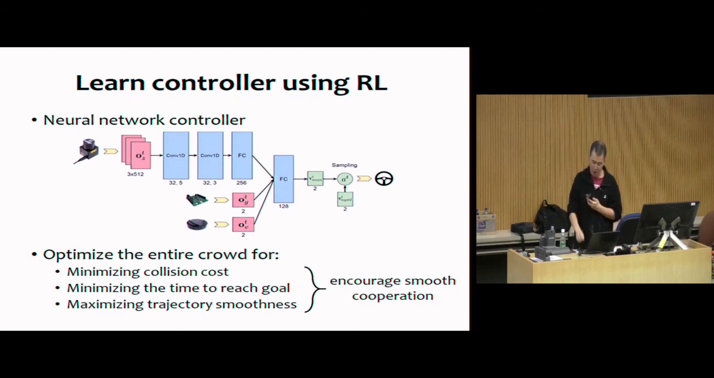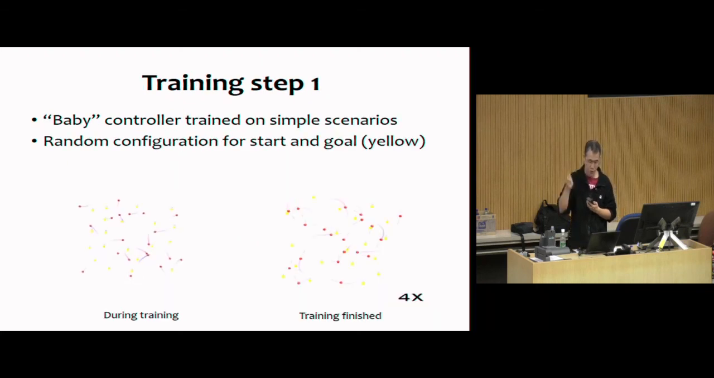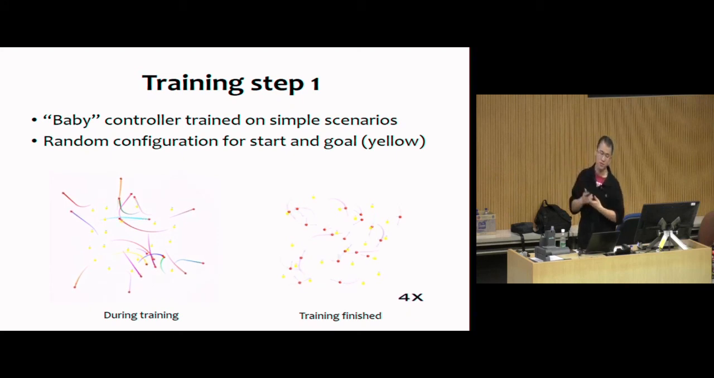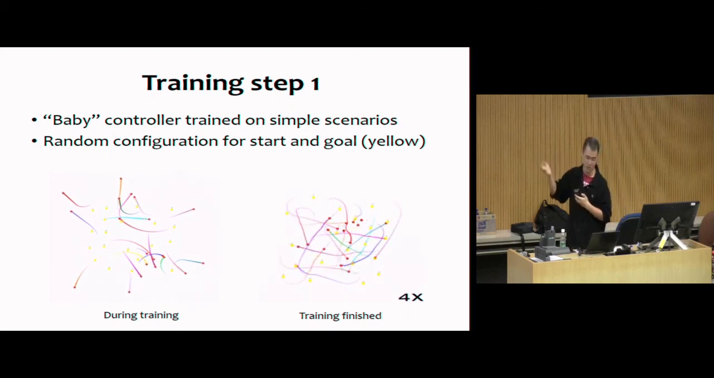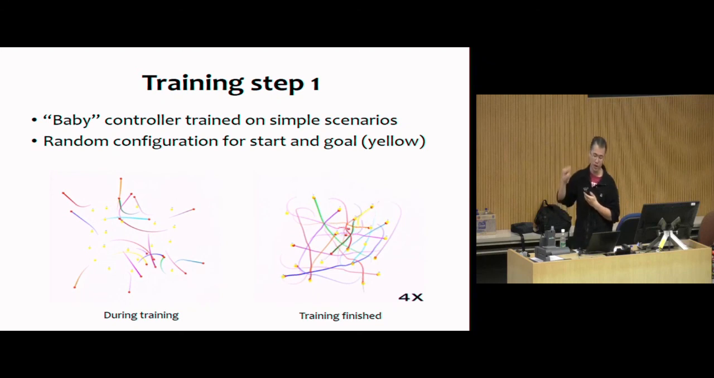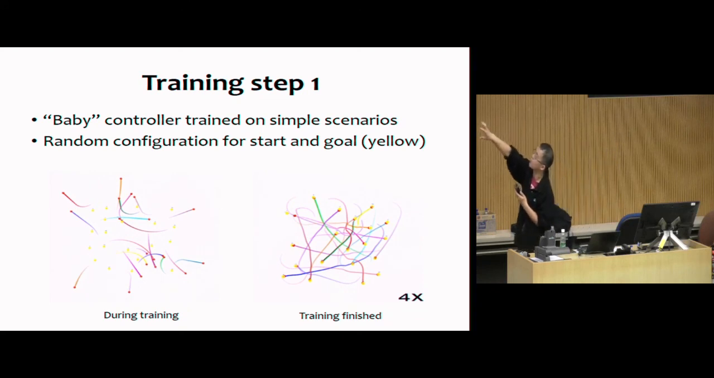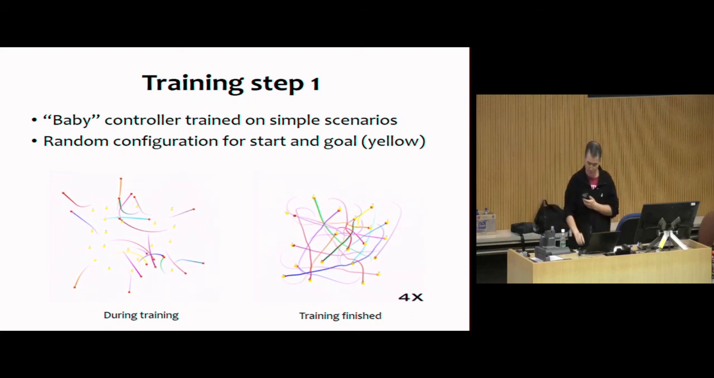So let's see how to train that. We are training the controller using two steps. In the first step, because RL is difficult to start from scratch, we let RL first learn some baby controller, which is trained on some simple scenarios. As you can see, the simple scenarios only include some random configurations. There's no obstacle in that, only a few agents. And after training, the robots can have some cooperation between them.